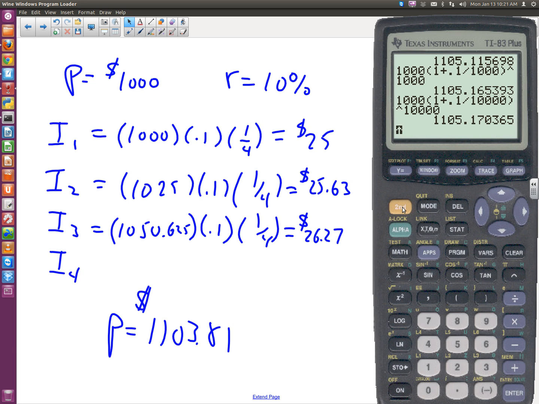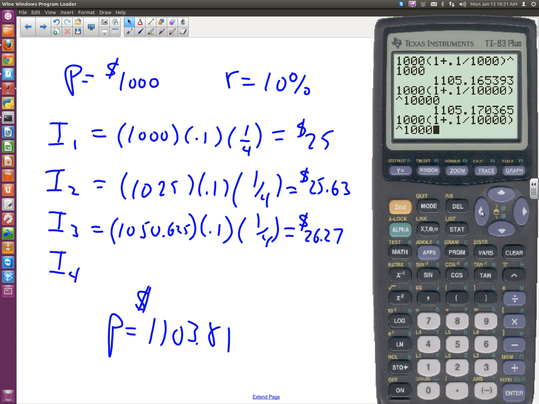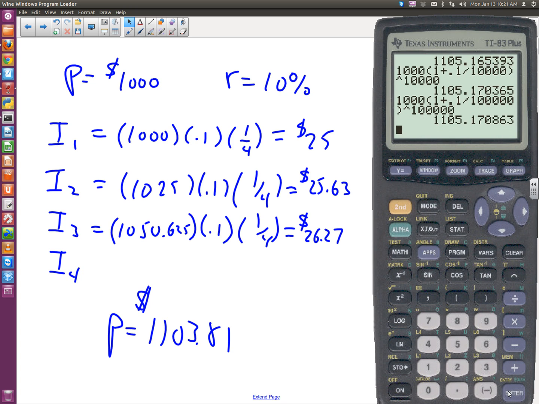Let's try this again. How about 100,000 times a year? You want to go to $1 million already? Well, that's next. But did that change? It changed a little bit. It's still the same to the nearest cent, but this part changed a little bit.